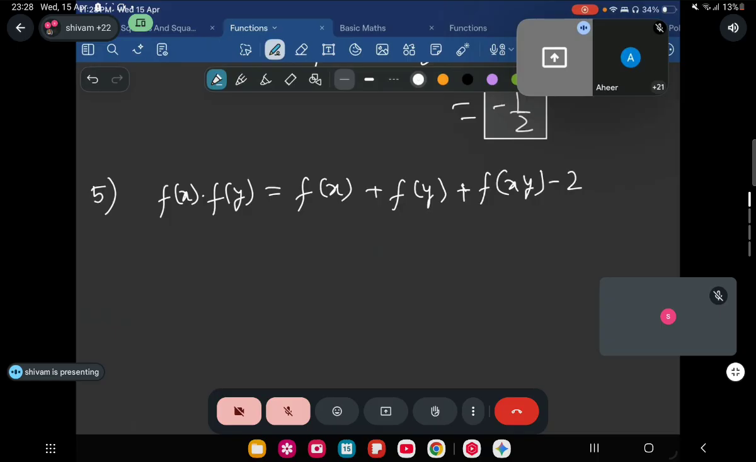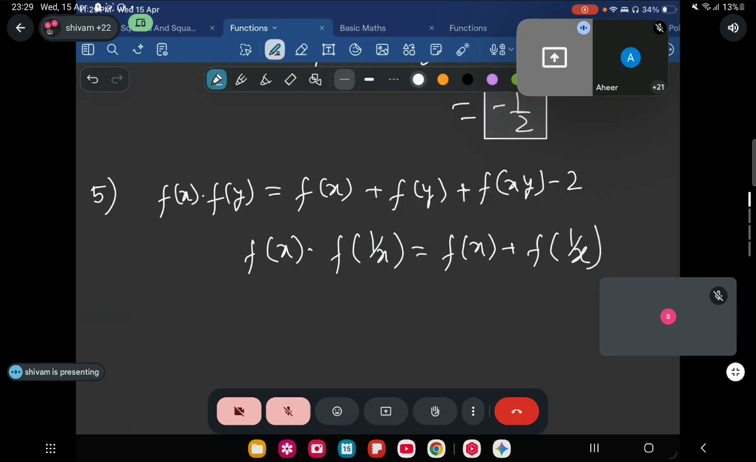F of x into f of 1 by x is equal to f of x plus f of 1 by x. Do you remember? There are only two such polynomials in the whole algebra that will satisfy this functional equation. What are those two polynomials? Tell me, everyone. Yes, 1 minus x to the power n and 1 plus x to the power n.